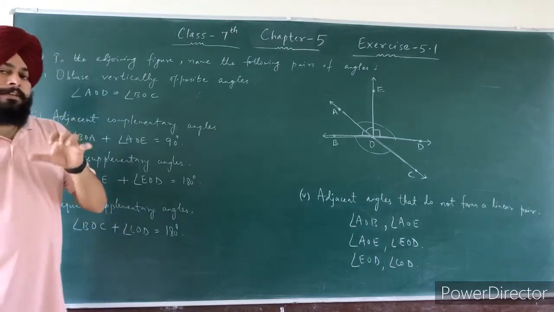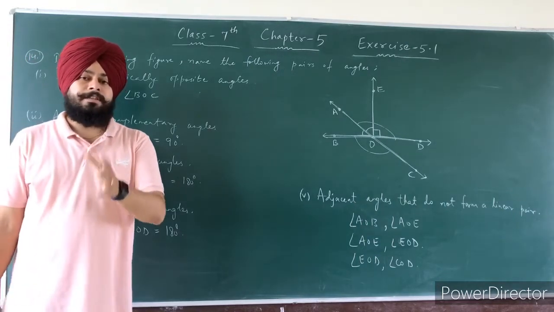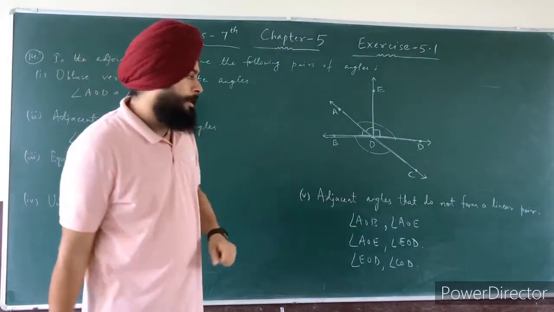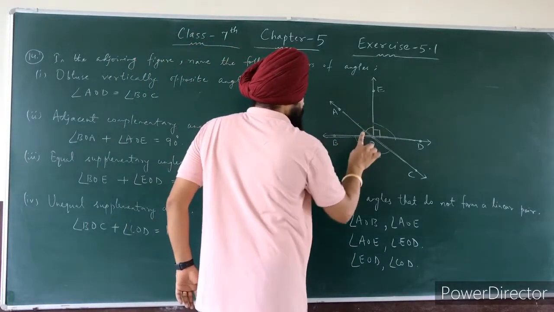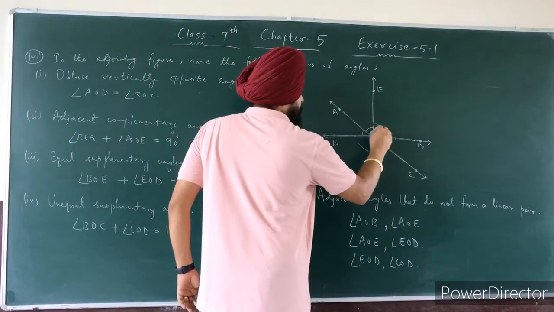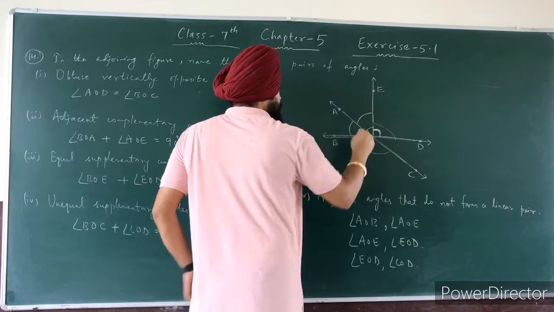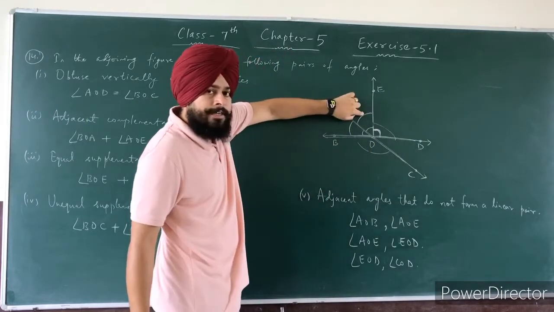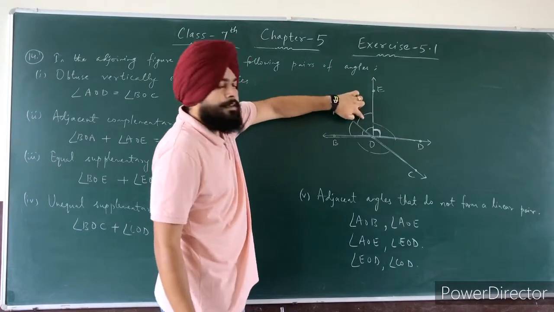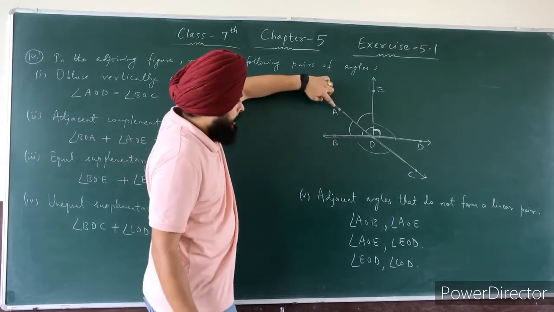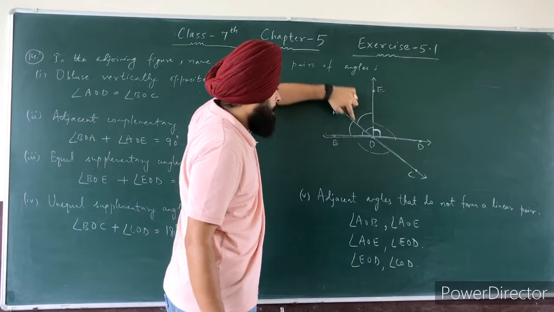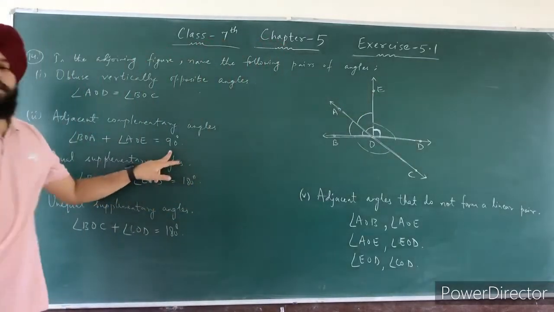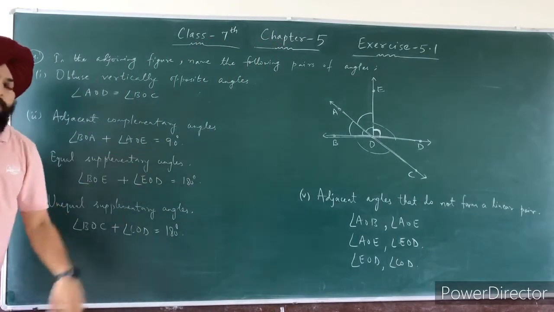So second is adjacent complementary angles. So adjacent angles कितने हैं जो complementary angles हैं? It means sum of those angles is 90 degree. So you can see here, this is 90 degree, and on the left side there are two angles, and both these angles are adjacent angles, and sum of these two angles is 90 degree. So angle BOA and angle AOE is equal to 90 degree. इनका sum 90 होगा. Okay.